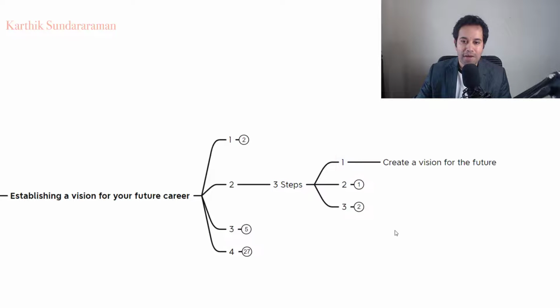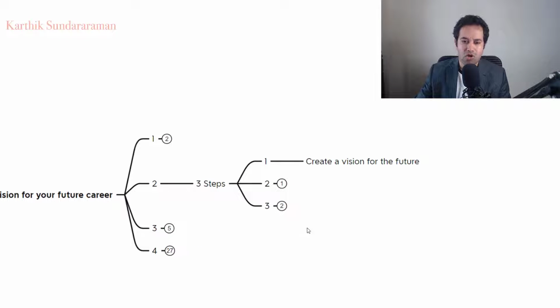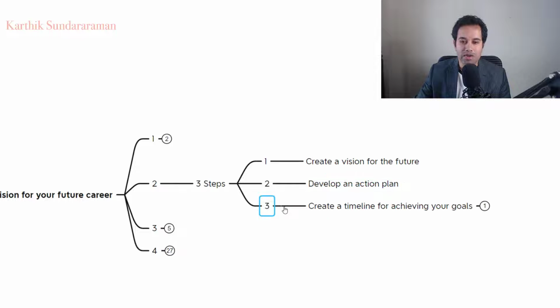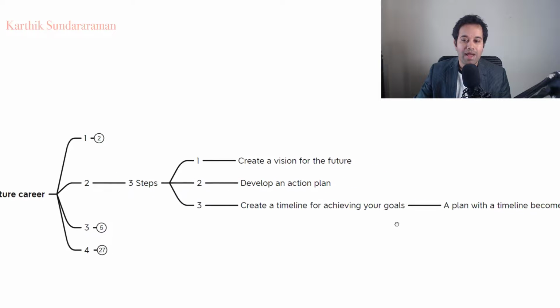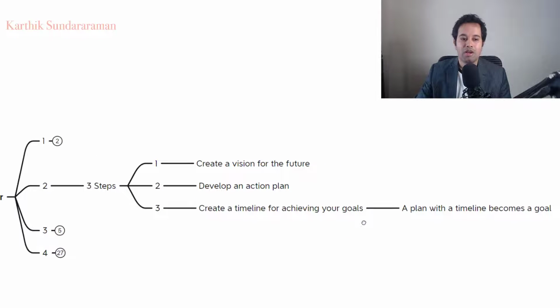All right, with that, let's see what the three steps are for you to establish a vision for your career. First one is create a vision for the future. It's as simple as visualizing your future career, where you want to work, what kind of environment you want to be part of, what things you need to be doing, and what social responsibilities you want to be part of. It can be a lot of things, like I just mentioned. The second thing is, once you have a vision, you have to develop a plan in order to reach there. And once you have a plan, you have to create a timeline so that the plan becomes a goal. Let's say you have a plan to achieve it, but now what are the timelines within which you want to achieve those fragmented targets? All right, those are the things you have to look at.